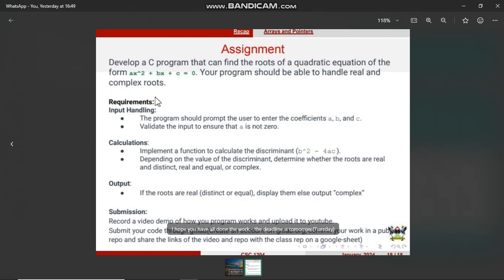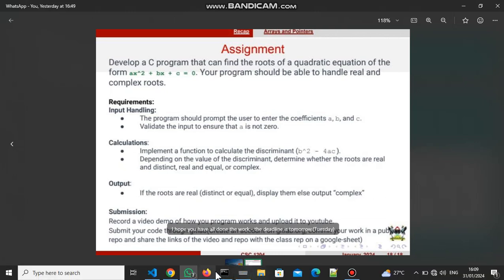If you look at our requirements, for input handling, we want to prompt the user to enter the coefficients a, b, and c, and also validate to ensure that the value of a is not 0. Then our code should calculate the discriminant, which is b squared minus 4ac. Depending on its value, it should determine whether the roots are real and distinct, real and equal, or complex. If the roots are real, either distinct or equal, you should display the roots themselves.